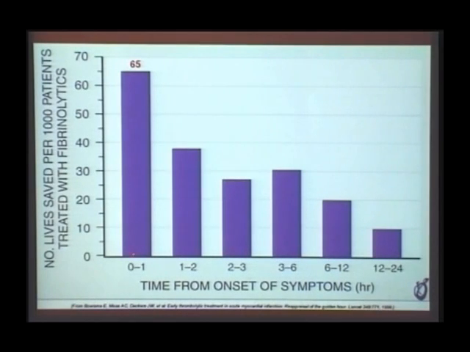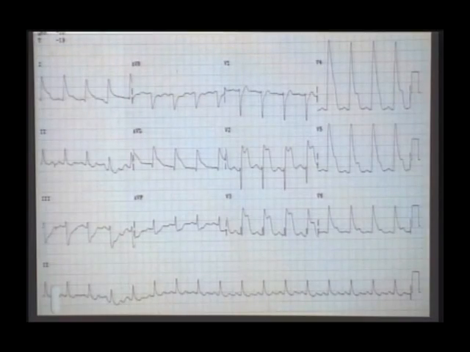Because if you thrombolyze within 1 hour, you can save 65 lives. If you thrombolyze within 6 hours, you will save only 30 lives. If you thrombolyze after 12 hours, you will save only 10 lives. So it all depends upon when you do the reperfusion.